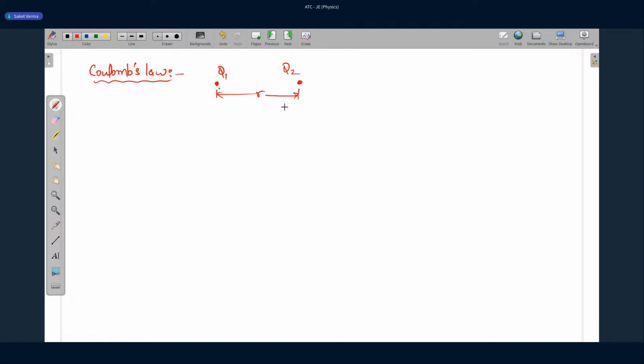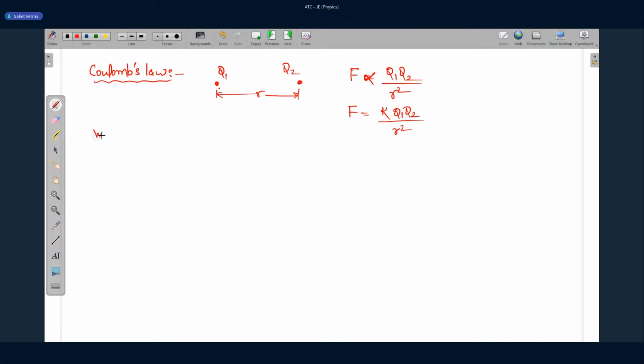product of the charges. If they are of the same polarity, they will repel each other, and unlike charges will attract each other. So what is the magnitude of force according to Coulomb's law? The force is directly proportional to the product of charges q1 into q2, and inversely proportional to the square of the distance. Here we use a proportionality constant, called k, so F is k q1 q2 divided by r square.